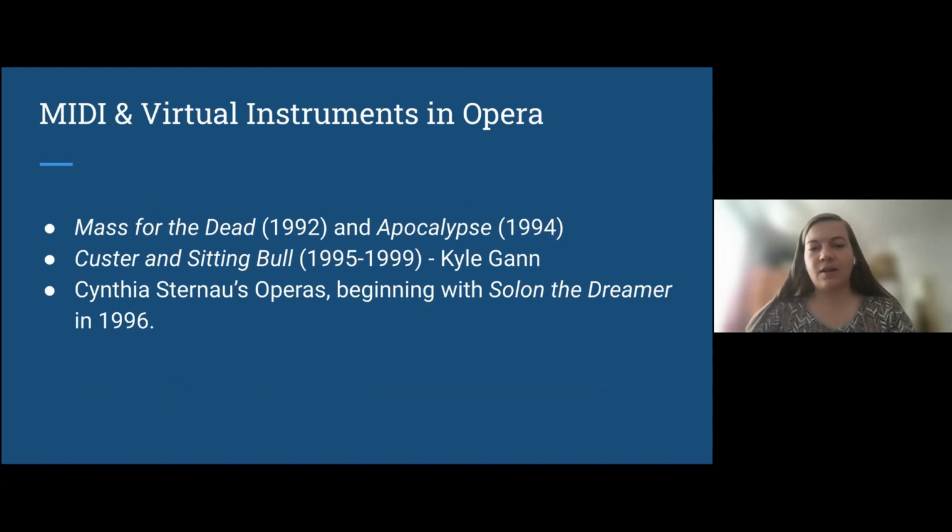So we have Kyle Gann's Custer and Sitting Bull, which, if you don't know this work, I highly recommend checking it out. But he creates his tape track through various virtual instrument sounds tuned in Ben Johnston's Just Intonation. So this is really quite a practical use of MIDI sounds. He's able to get the exact pitch ratios that he wants. And then it's a one-man work, which he has performed many times, and he speaks over the tape track. So it's quite practical for touring purposes and stuff like that.